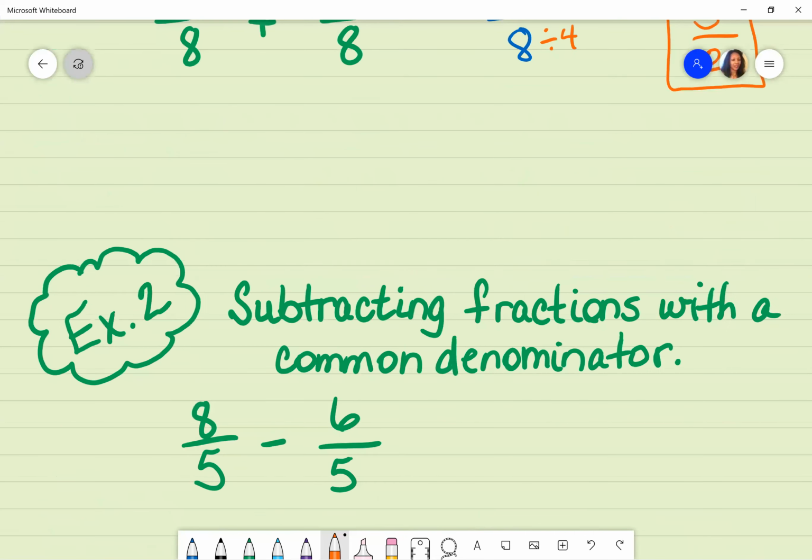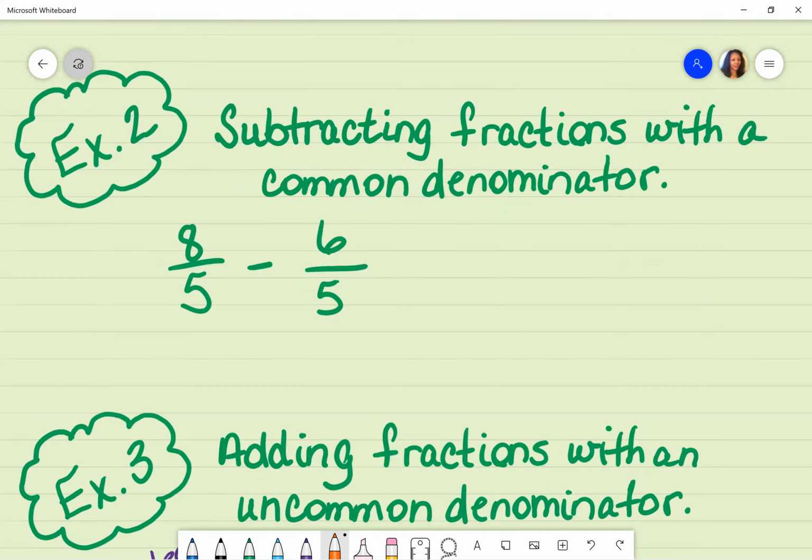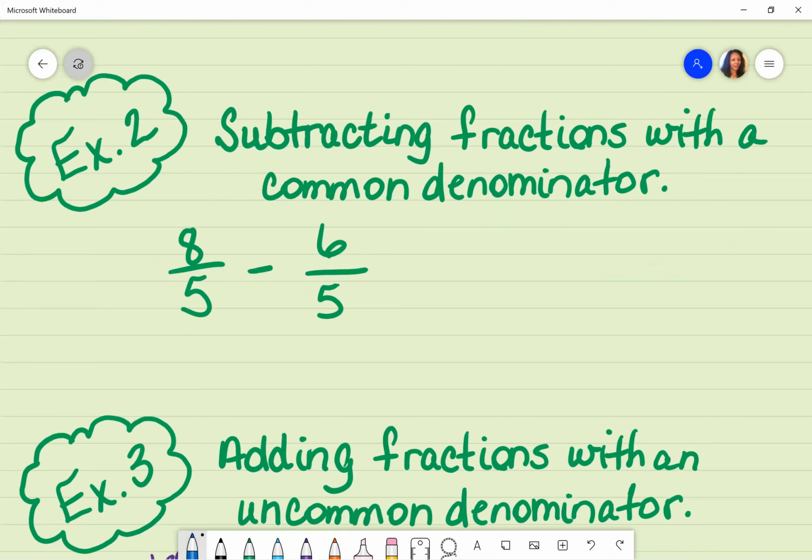Good job. Okay. Example 2, what are we doing? We are subtracting fractions with a common denominator. Okay. Again, it's easy, and we would do the same thing as with the adding, except we would take away. So 8 minus 6 equals 2, and then I just bring over the 5. What do you mean bring over the 5? In the denominator section. Oh, okay. Can I simplify 2 over 5? No. All right, then we are finished.